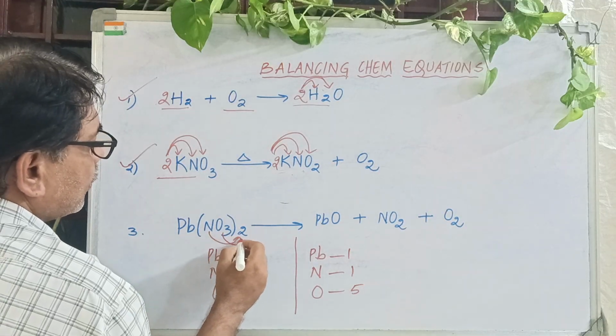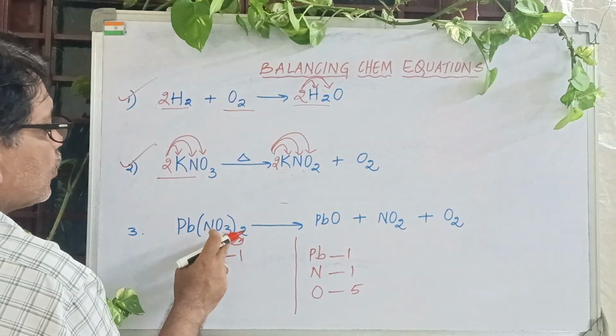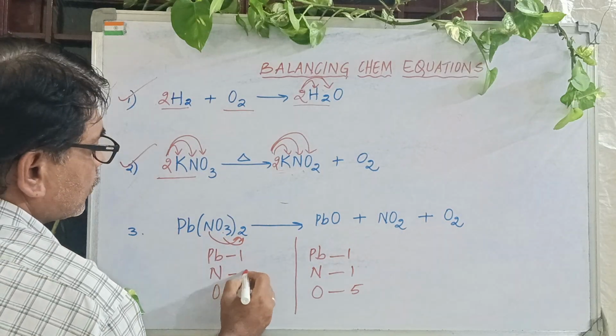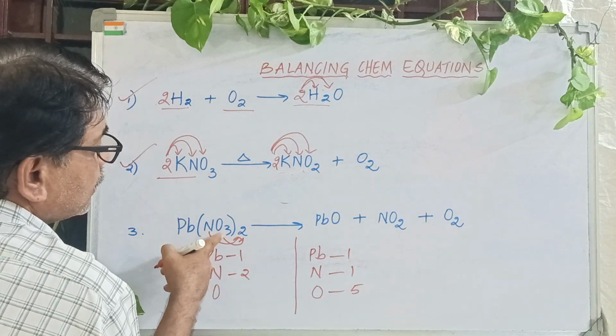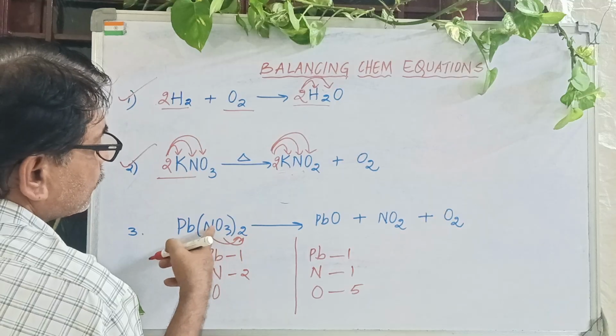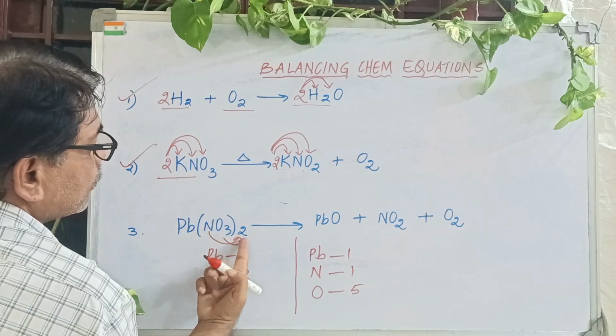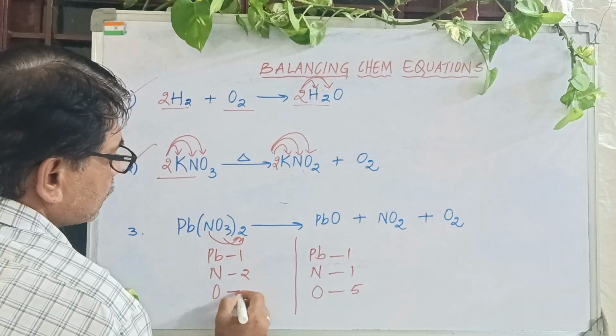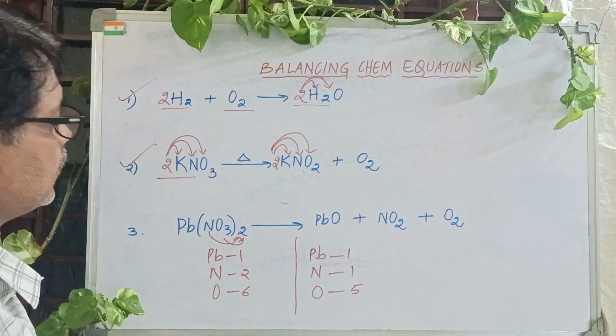This is also applicable like this. It is taken twice. Okay, so N's are 2. O's are this. This is applicable for both, isn't it? Just now I told you, N's are 2. Same way, O's will be 6. Now, what is the difference?